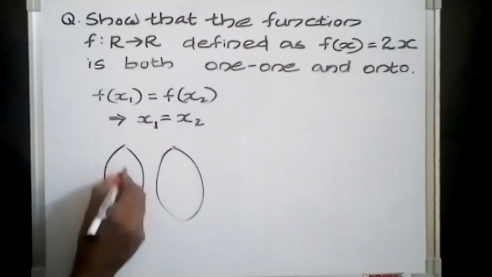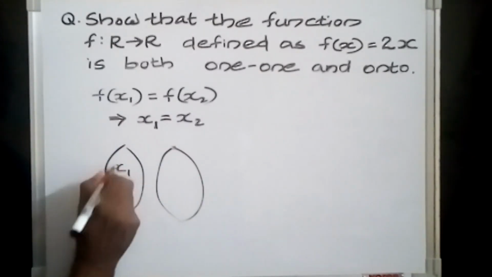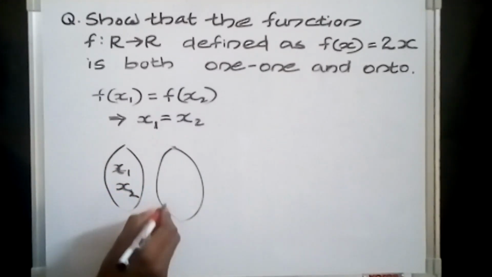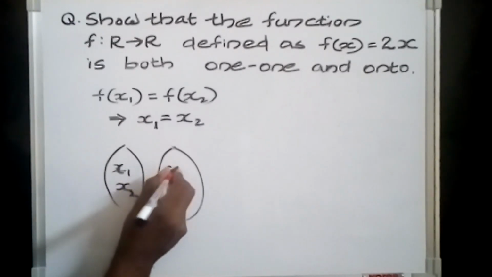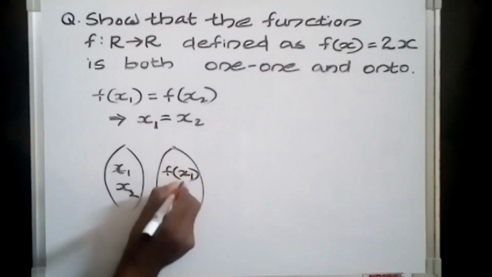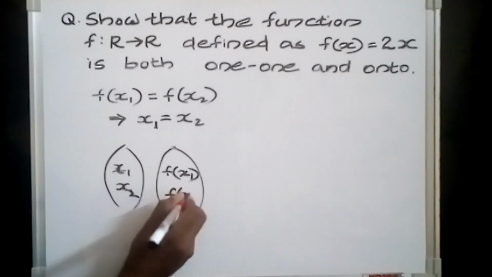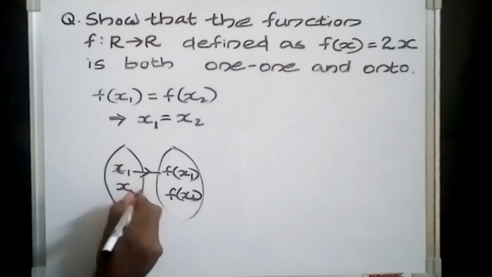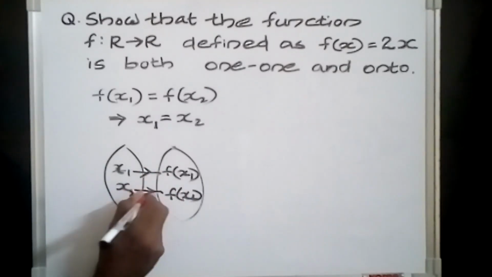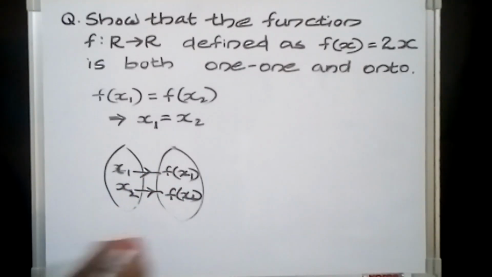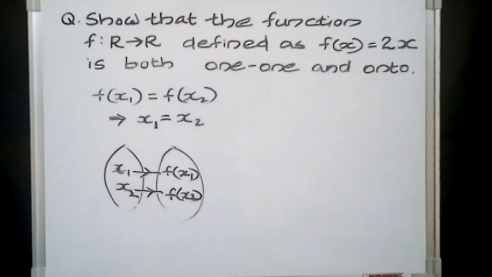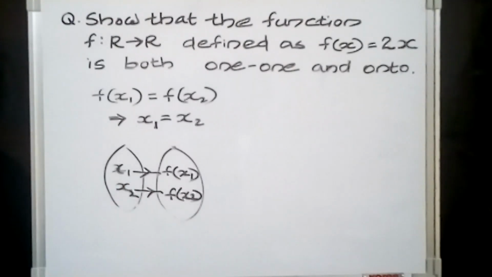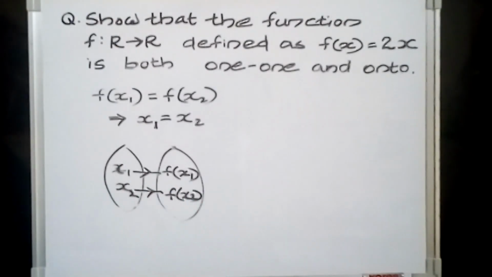Let there be two elements x1 and x2 in the first set. Let their images be f of x1 and f of x2. The image of x1 is f of x1 and the image of x2 is f of x2. With the two elements x1 and x2, the function seems to be a 1, 1 function.